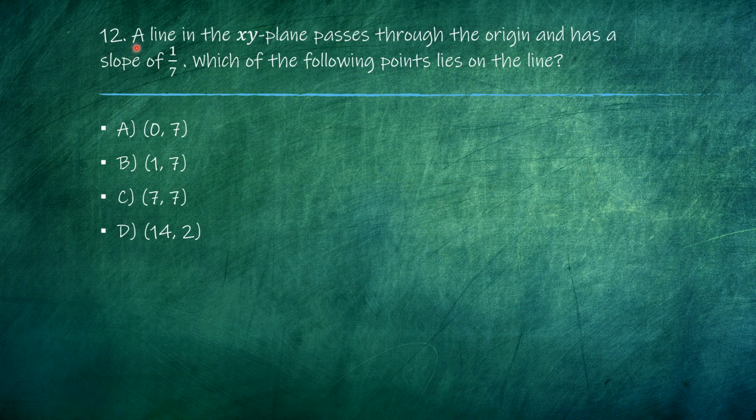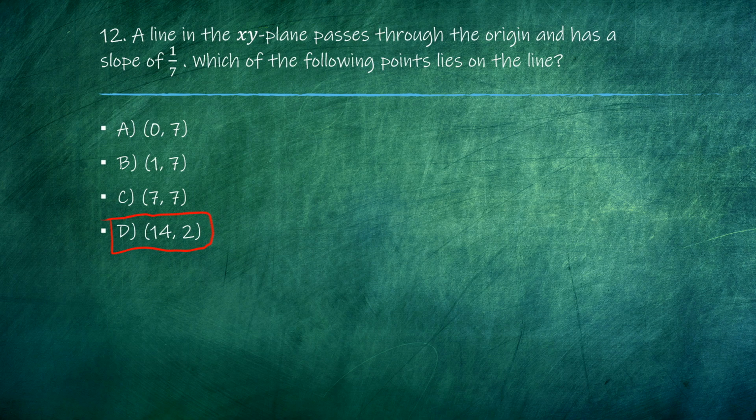Question number 12. A line in the xy plane passes through the origin and has a slope of 1 over 7. Which of the following points lie on the line? Go ahead, pause the video and try the question yourself. The answer is D.